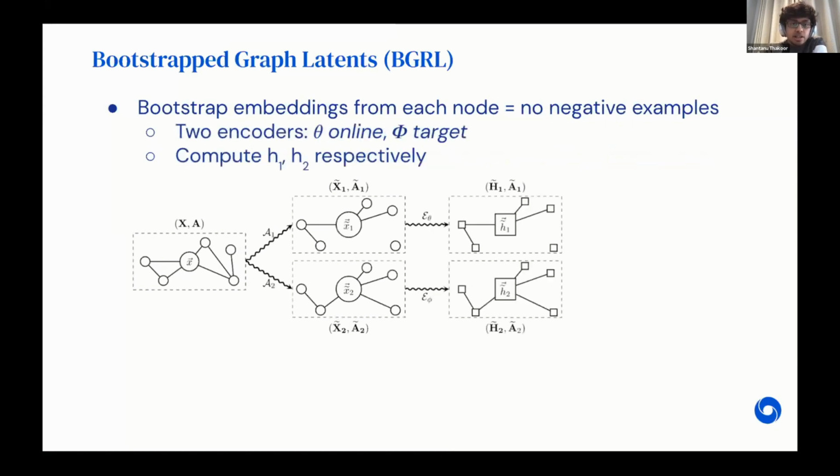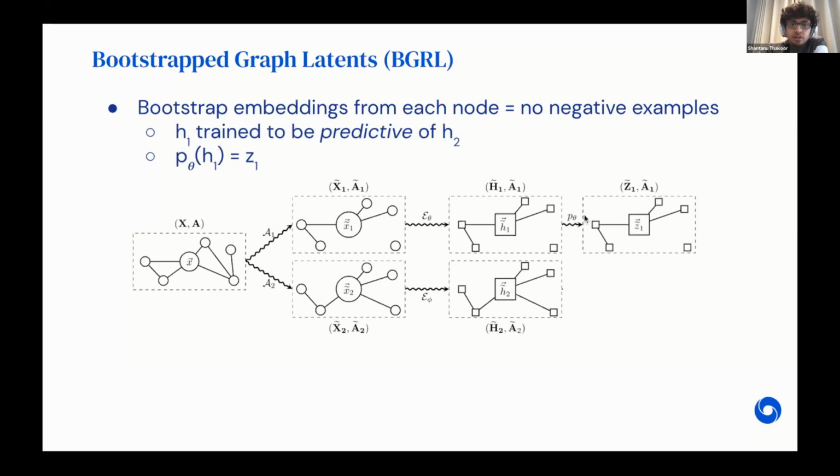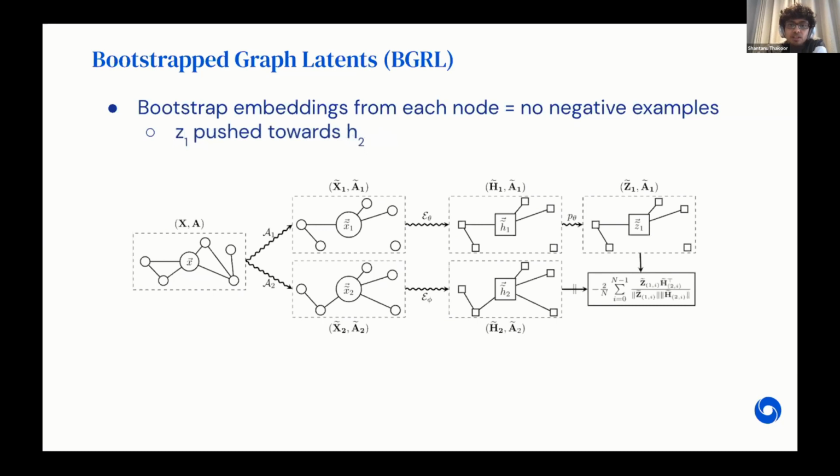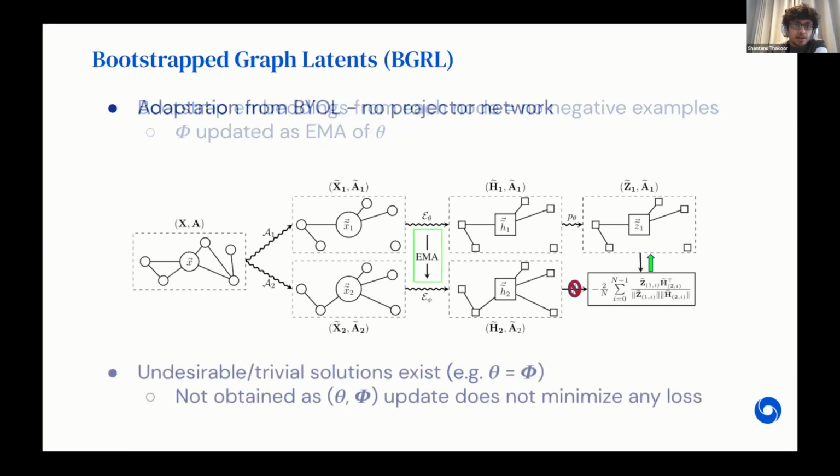We have these two GNN encoders, theta and phi, to form these two latents, H1 and H2. Again, we have a predictor P theta to form a target prediction Z1. And we want Z1 to be similar to H2. That is, H1 is predictive of H2. We do this by flowing gradients through theta to maximize the cosine similarity of Z1 and H2, and we block the gradients through phi. And again, phi is updated as an exponentially moving average of the online parameters theta.